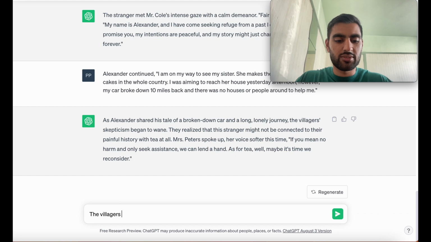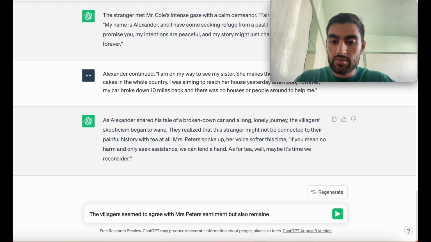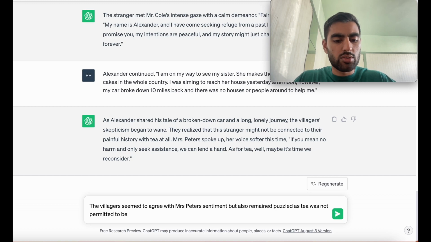The villagers seemed to agree with Mrs. Peters' sentiment, but also remained puzzled as tea was not permitted to be stored in anyone's house, but at the bank, at the local bank, under 24-hour security.